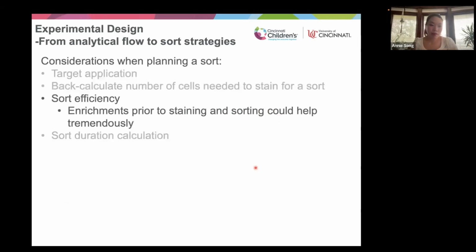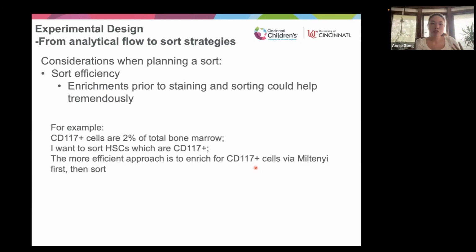Now, I keep talking about this idea of sort efficiency because, as we all know, you will not recover 100% of the cells that you start with. That is impossible. So in some cases, enrichments could really help enhance sort efficiency. In hematopoiesis in the mouse system, for example, you could do a c-Kit, or what we call CD117, enrichment prior to the sort if you're studying progenitors and stem cells, because all the stem cells and progenitors must express CD117.